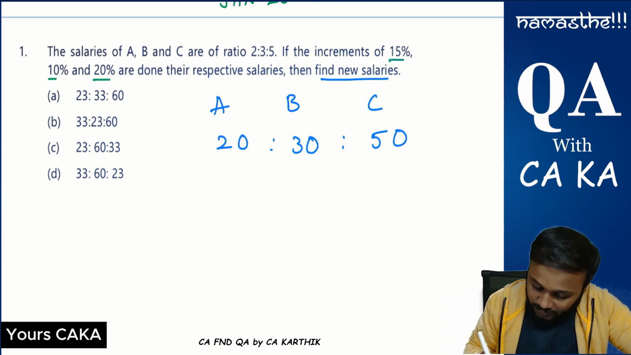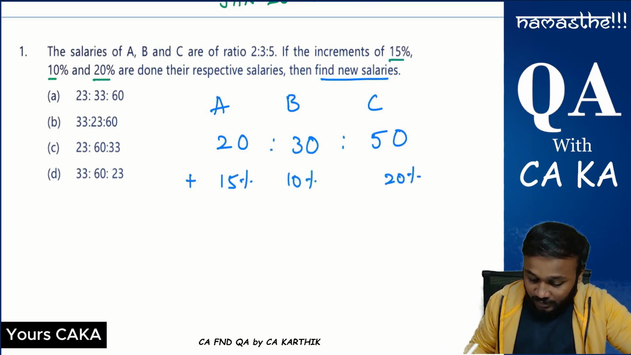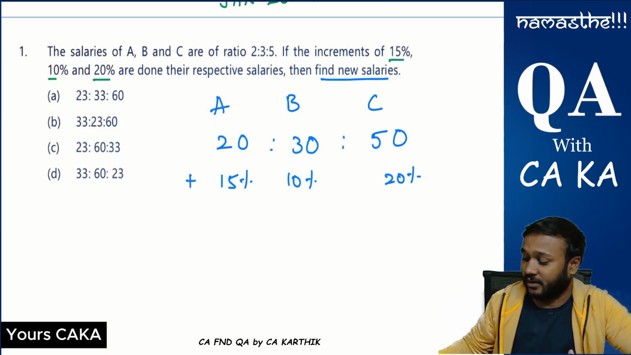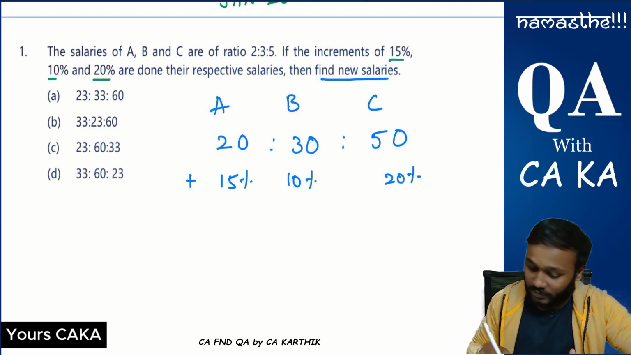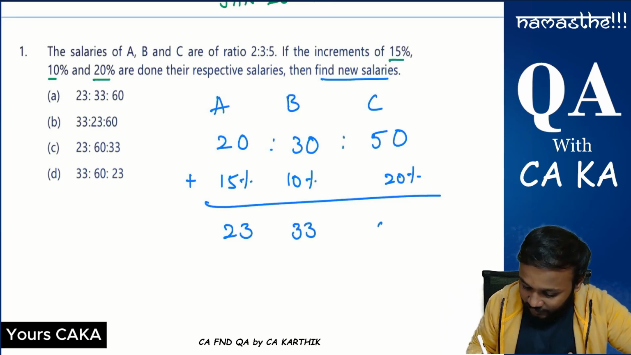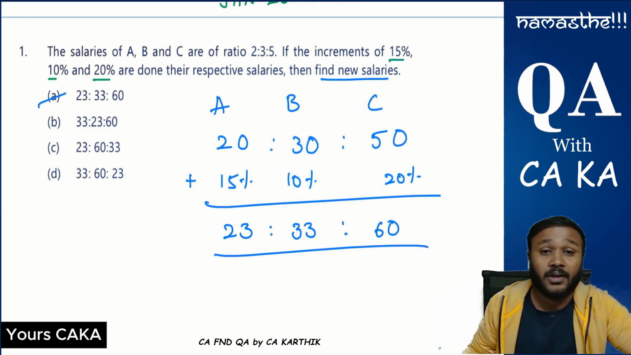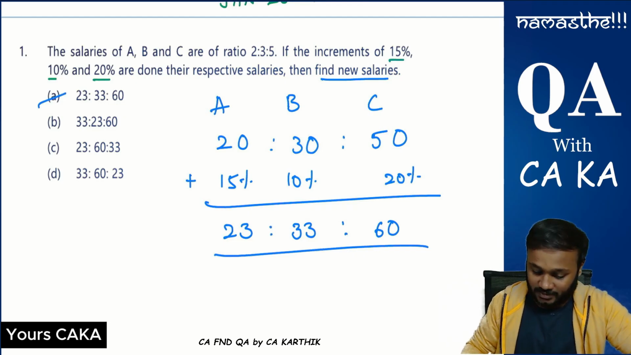So now they have given you an increment of 15% for A, 10% for B, and 20% for C. I hope you all know the calculator technique for how to do this. Just straight away take 20 plus 15%, you'll get 23. Same case for B, that will be 33. Same case for C, it will be 60. So this is your final answer, 23 is to 33 is to 60. Option A is your right answer.